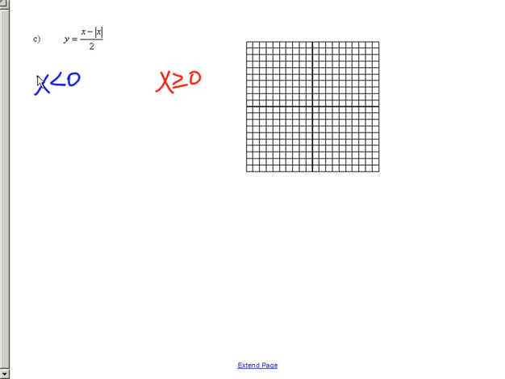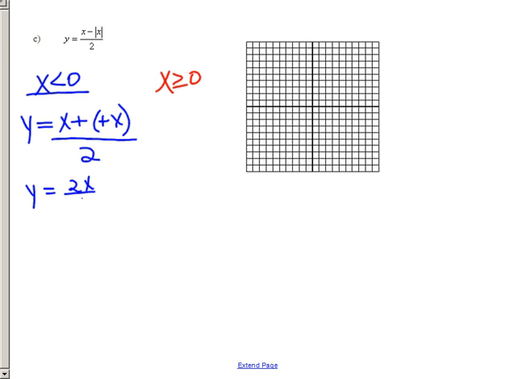Okay, so let's take a look at this first. I always set it up left to right. When x is less than 0, if I pick a number like negative 1 and plug it into this problem, I get a negative sign inside the absolute value bars. That's a problem. In order to make a negative become positive, you have to negate what's inside. So be careful, because here's what it's going to look like: x minus negative x all over 2. And minus a negative becomes plus a positive, and x plus x is 2x. When I divide by 2, I get x.